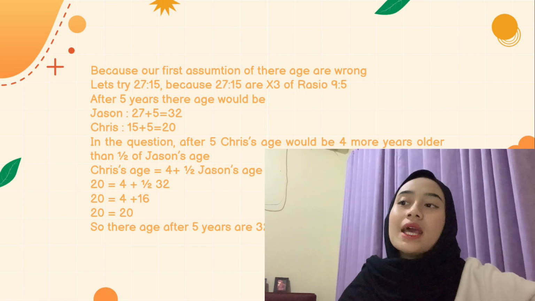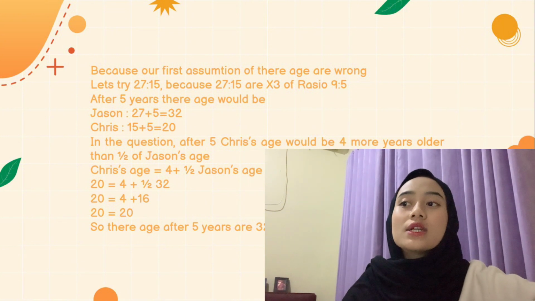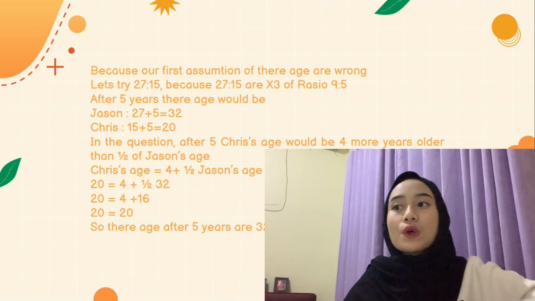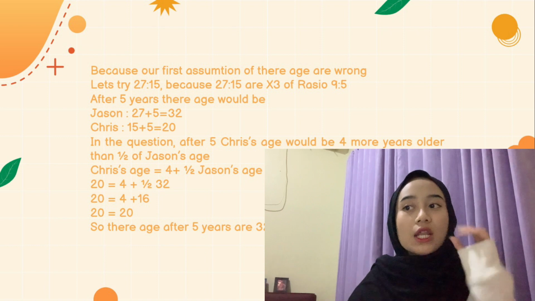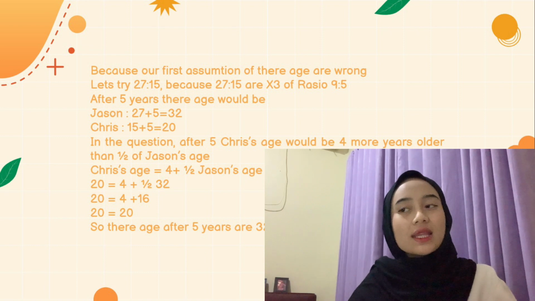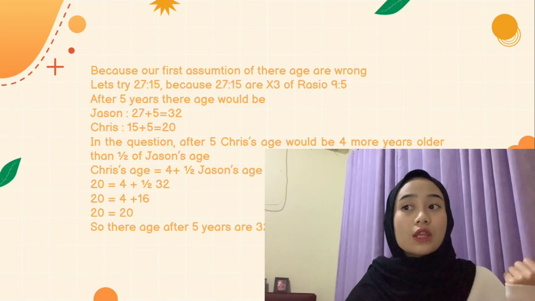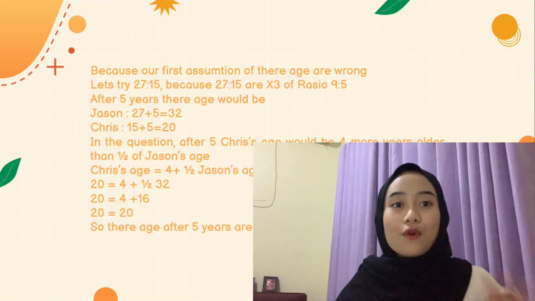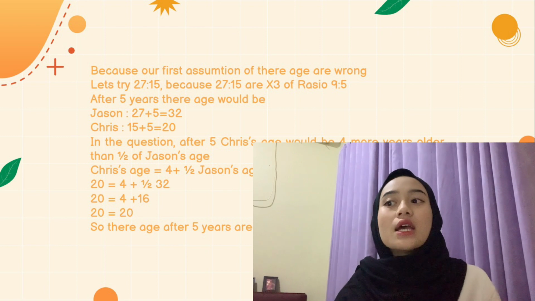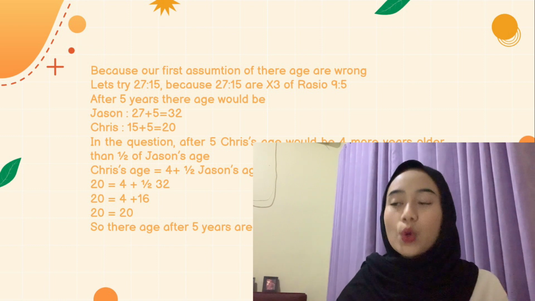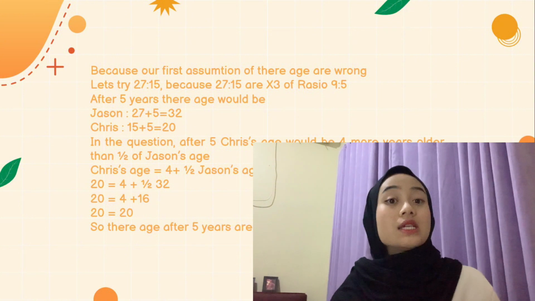is 20. In the equation, after 5 years, Chris's age will be 4 more than half of Jason's age. So Chris's age equals 4 plus half of Jason's age, and Chris's age is 20. So 20 is 4 plus half of 32. So 20 equals 4 plus 16. So we have 20 is 20. So this assumption is true. So their ages after 5 years are 32 and 20 years old.